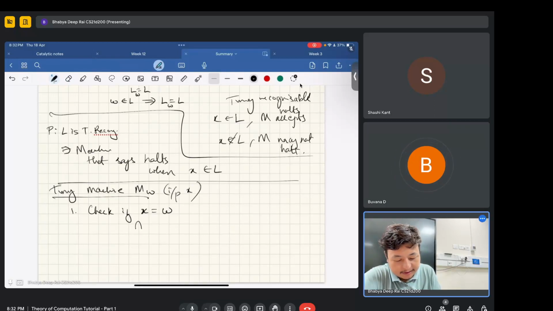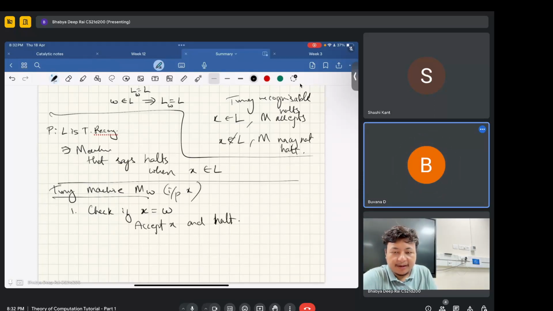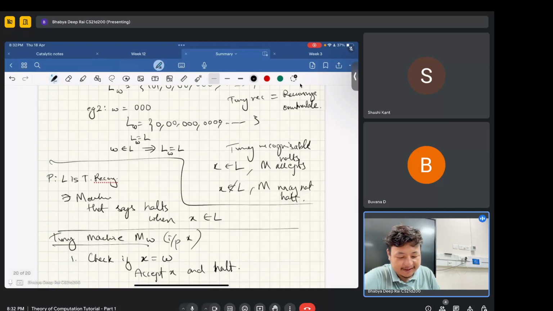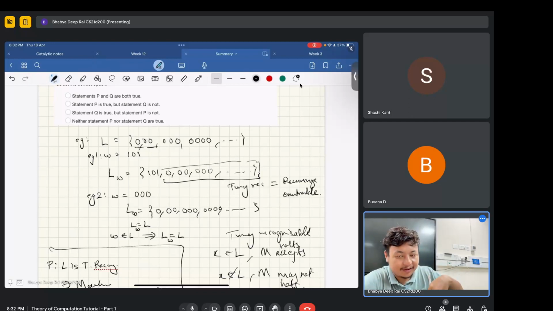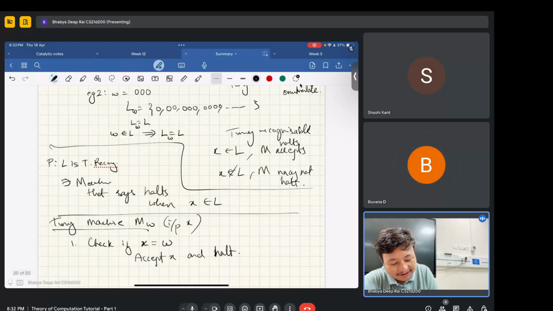So I should accept X and halt. Otherwise, what does it mean? If X is not equal to W, it means it is one of these other strings, no? Before it was W, so I've accepted it, fine. It means it's one of the other W's. The other W's can be accepted by the machine for L, because remember, L is Turing recognizable. And we are calling that machine, let's say, M.